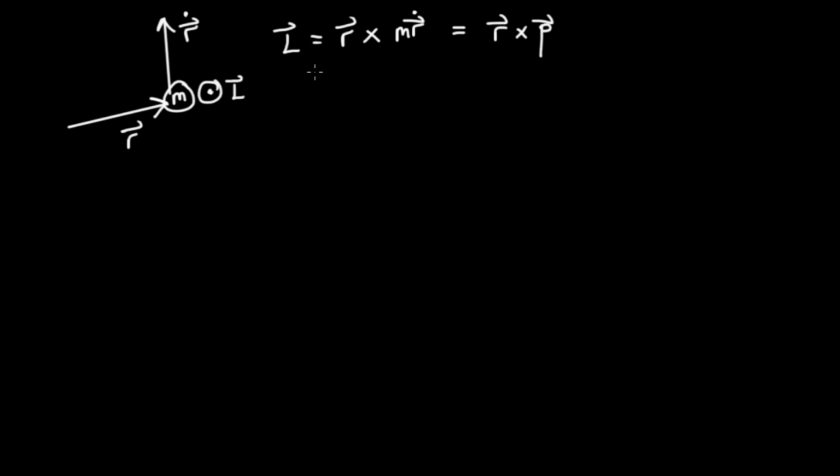Now what I'm going to do is talk about angular momentum from the point of view of geometric algebra. I'm going to define the angular momentum, which I'm going to call h, because it's going to be the angular momentum per unit mass, as you'll soon see. So h is going to be defined as the wedge product between r and the velocity, r dot. So the wedge product between this vector and this vector.